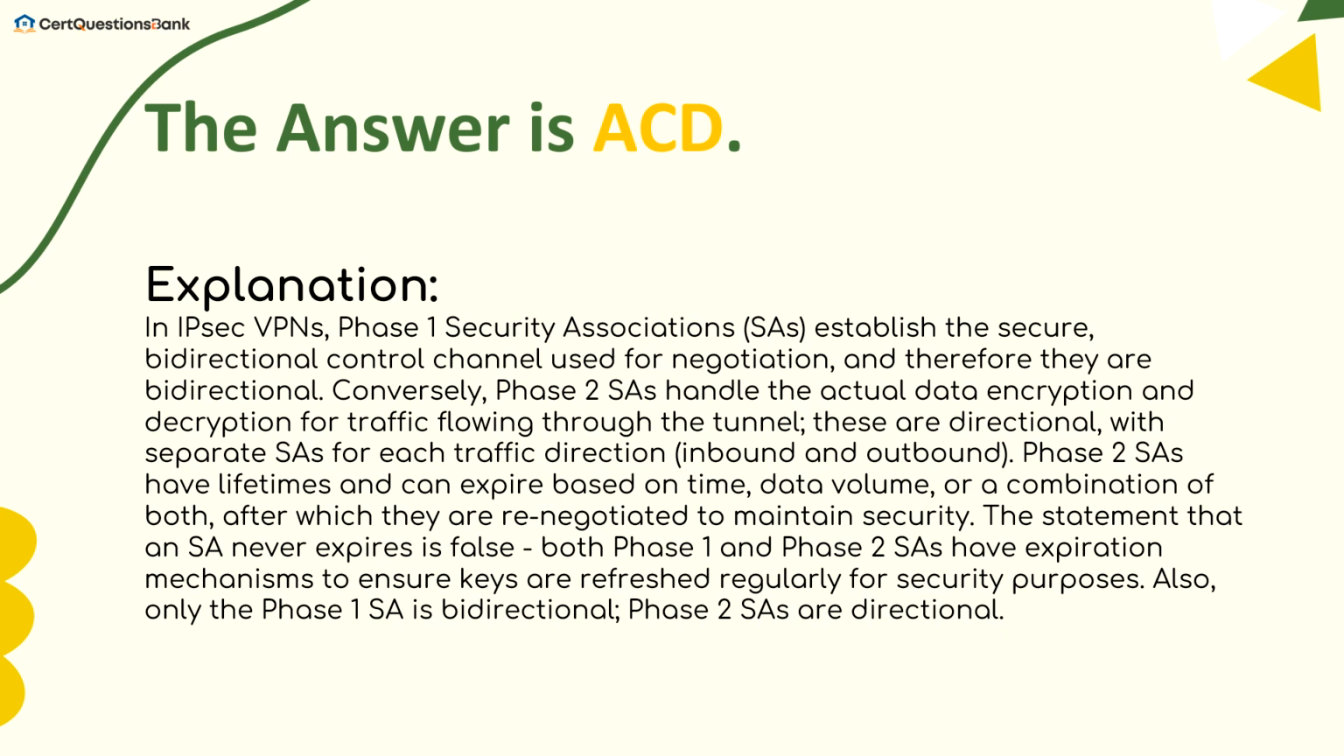The statement that an SA never expires is false. Both Phase 1 and Phase 2 SAs have expiration mechanisms to ensure keys are refreshed regularly for security purposes. Also, only the Phase 1 SA is bidirectional, Phase 2 SAs are directional.